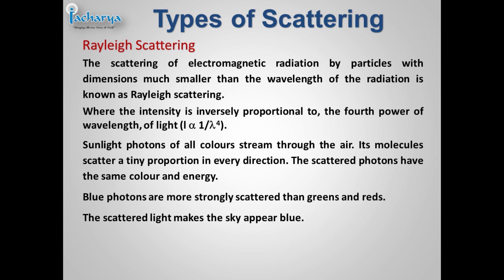Sunlight photons of all colors stream through the air. Its molecules scatter a tiny proportion in every direction. The scattered photons have the same color and energy. Blue photons are more strongly scattered than greens and reds. The scattered light makes the sky appear blue.